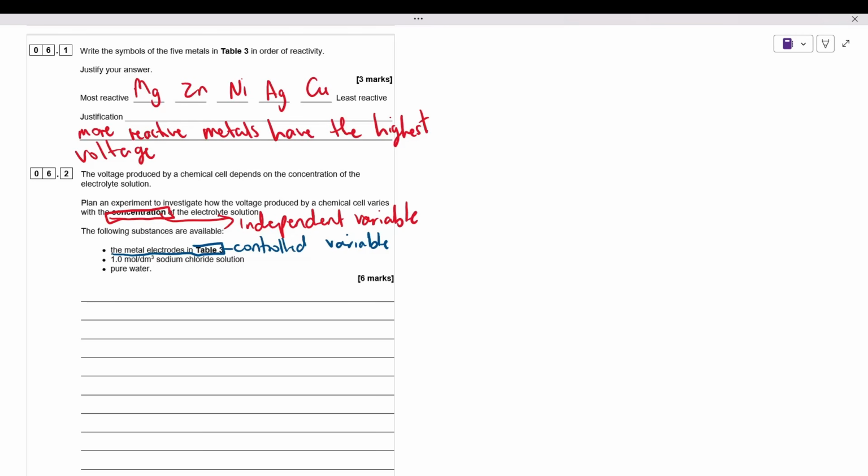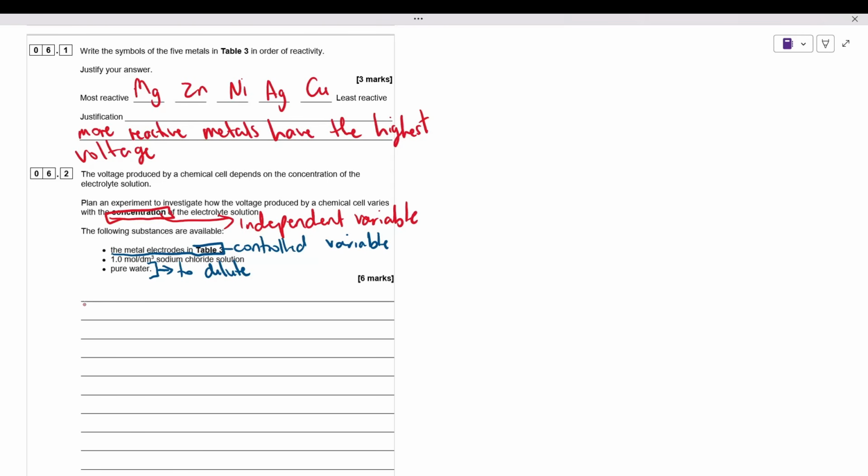Nickel and silver, we're using those for all of them as well. And we have pure water, and pure water is there for the dilution factor, right? To dilute, right? So that's the purpose of that. So we're using that to dilute that 1 mole per dm cube solution so that we can have that varying concentration. So that's the purpose of it. Now let's see if we can write our method.